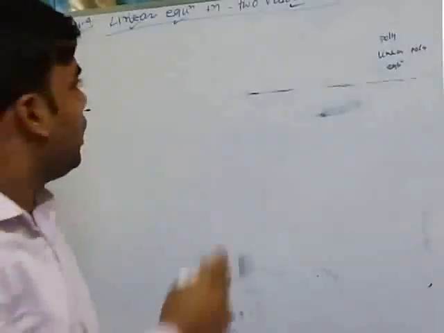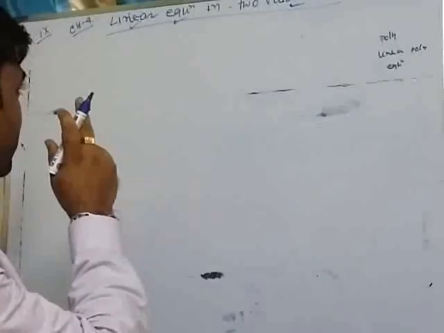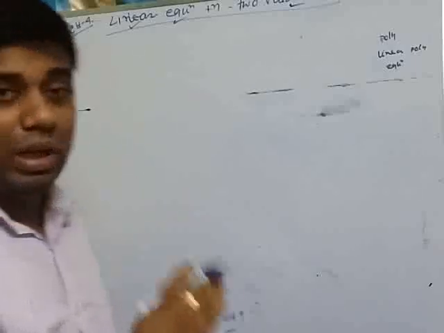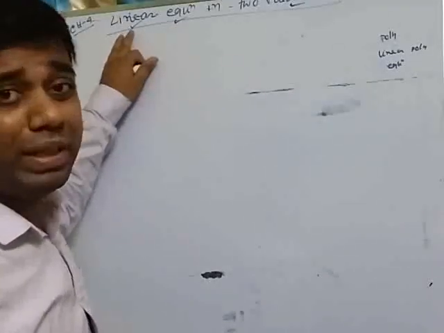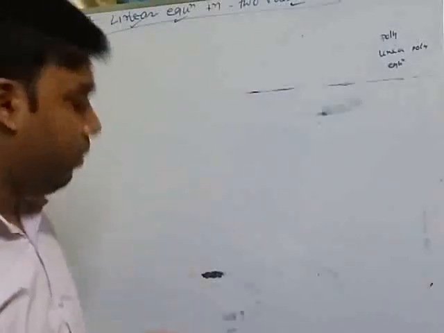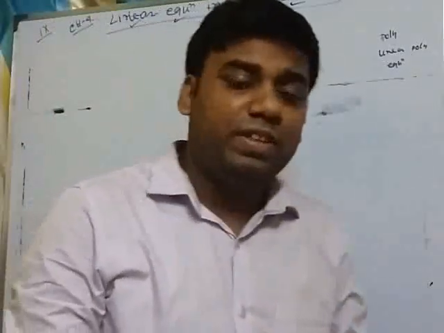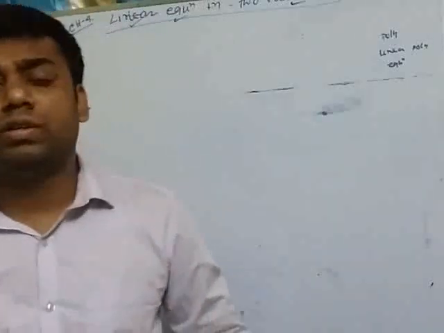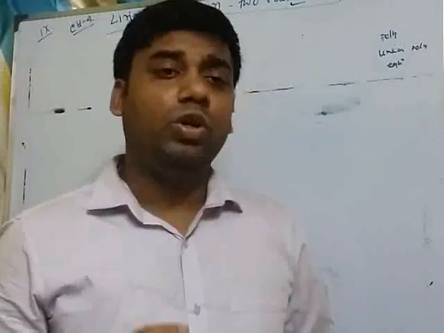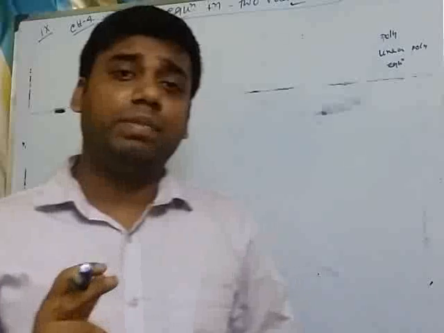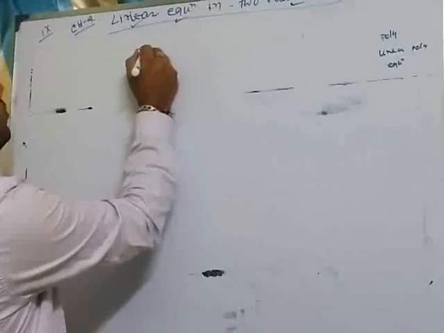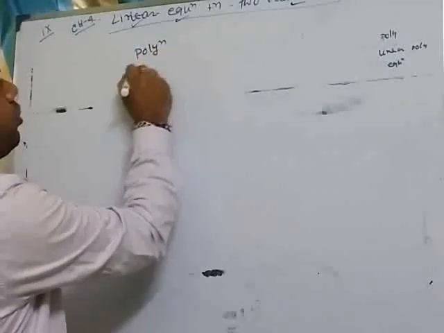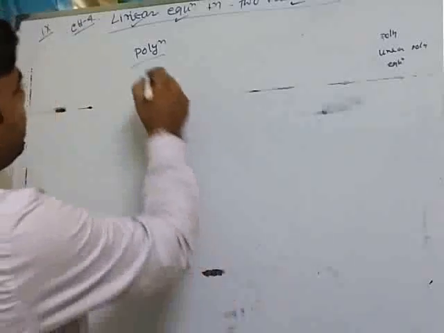First we classify, in a descriptive way, these three terms: what is equation, what do you mean by linear, and what do you mean by variable. Okay, now in the first class, that is polynomial, what do you mean by polynomial? Polynomial in short is poly and n.